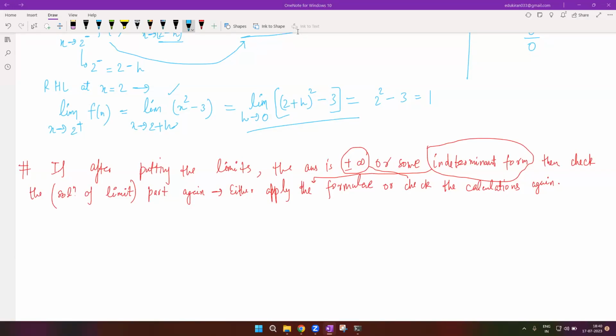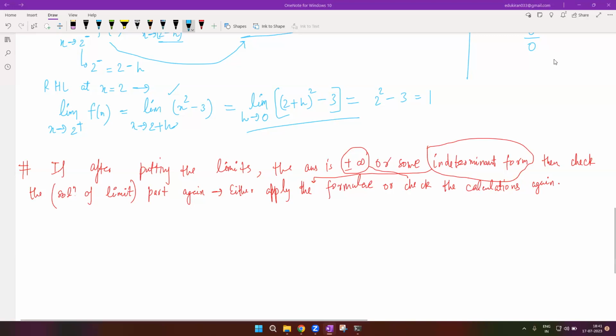Now we will also talk about when limit exists and when we don't have limit. If after putting the values directly, or putting the limits, your answer is plus minus infinity, then I told you to recheck once whether your calculations are correct or not. If your calculations are correct, it means that the limit is plus minus infinity. Basically, the limit does not exist, right?